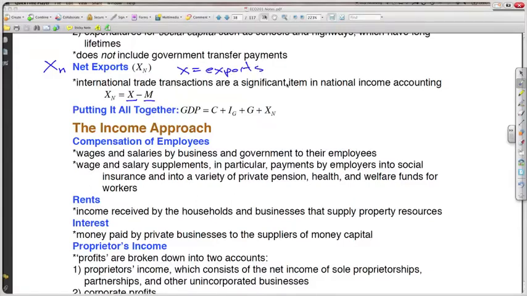Our exports are all the goods and services that we're selling overseas. M is equal to all of the goods and services that we, the United States citizens, are buying from foreign countries. So our net exports is just equal to the amount that we're sending from our country minus the amount that we're putting into our country.